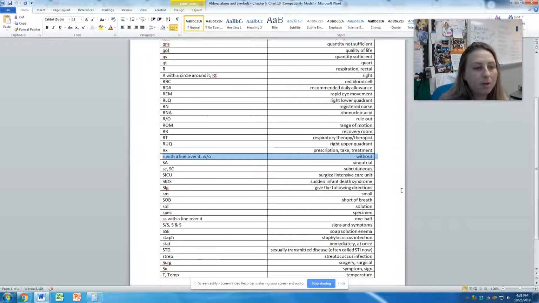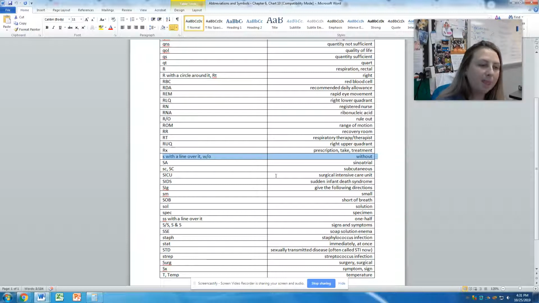Now, without. So without is S with a line over it, right? You got an S, and there's a line over it. That means without, or you can do the W/O, which is kind of a layman abbreviation. It's not super technical. If you want to be super smart and technical, it's S with a line over it. So if you wanted to do the opposite of this, with, it would be a C with a line over it. I don't know if you remember that or not from, I think it's probably chart 3. So that was a while ago. But with is a C with a line over it. Without is an S with a line over it.